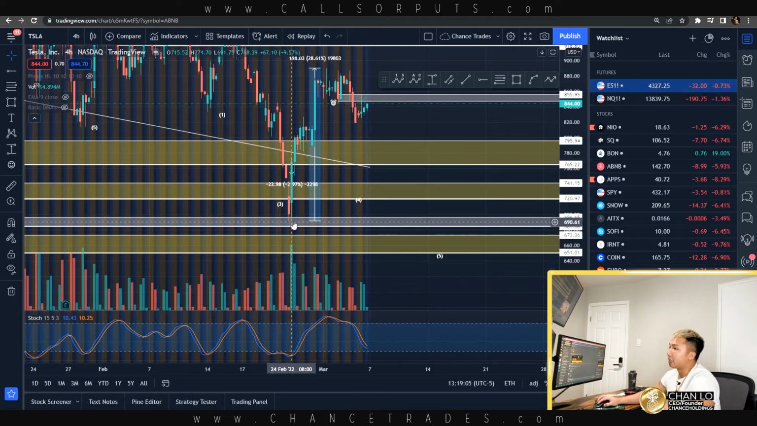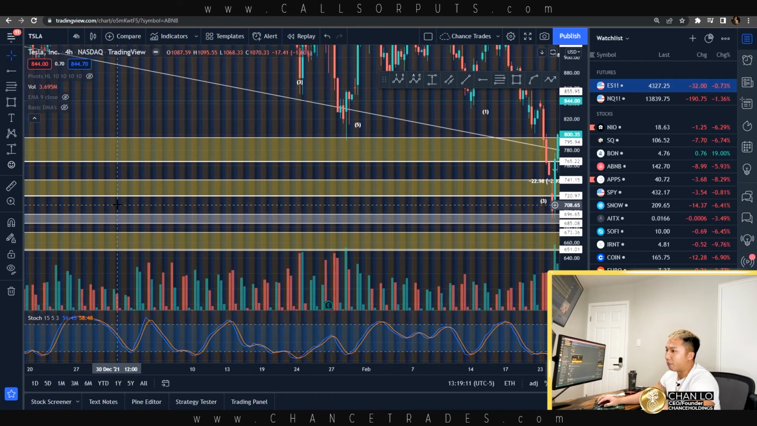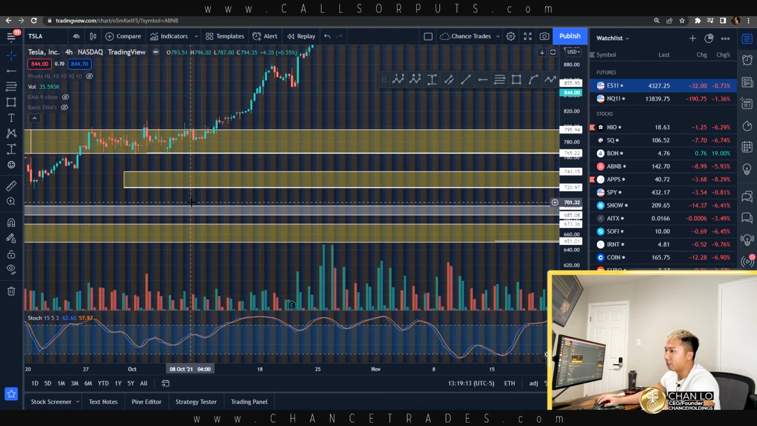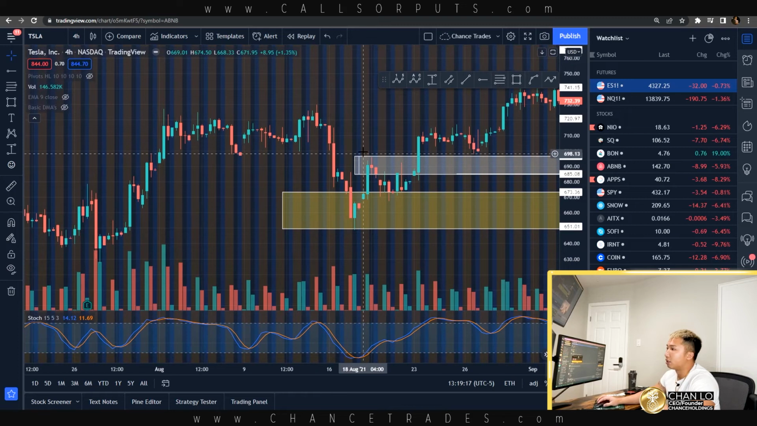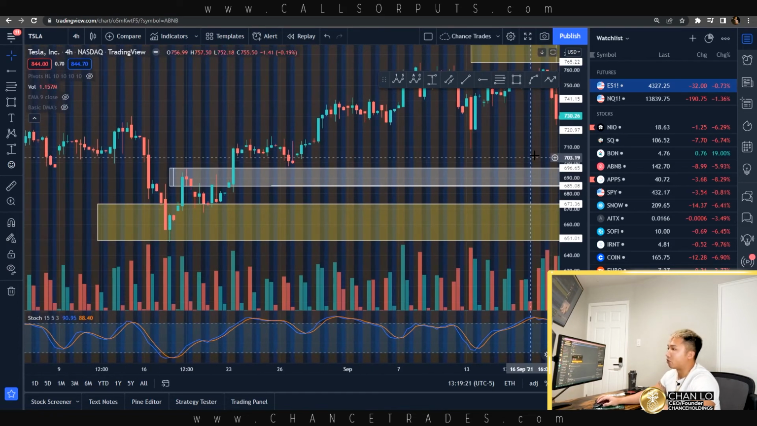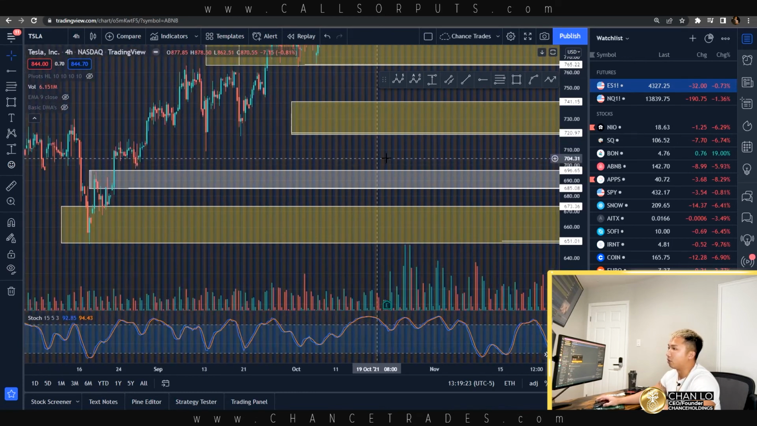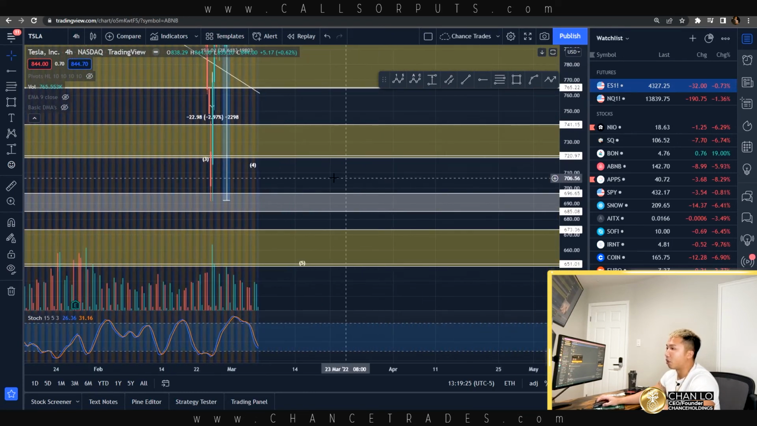And the reason that it tagged this level, this was a prior rally base drop. If you go back in time, this was a prior rally base drop. And that's why it reacted to that level and gave us a humongous move up.